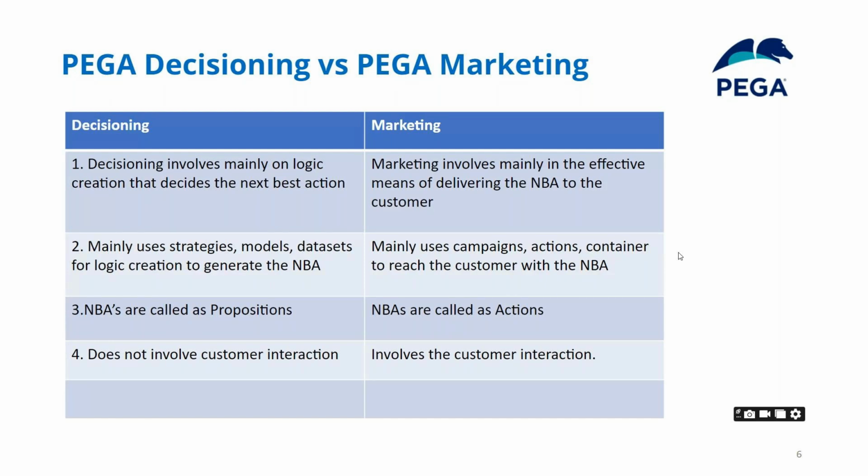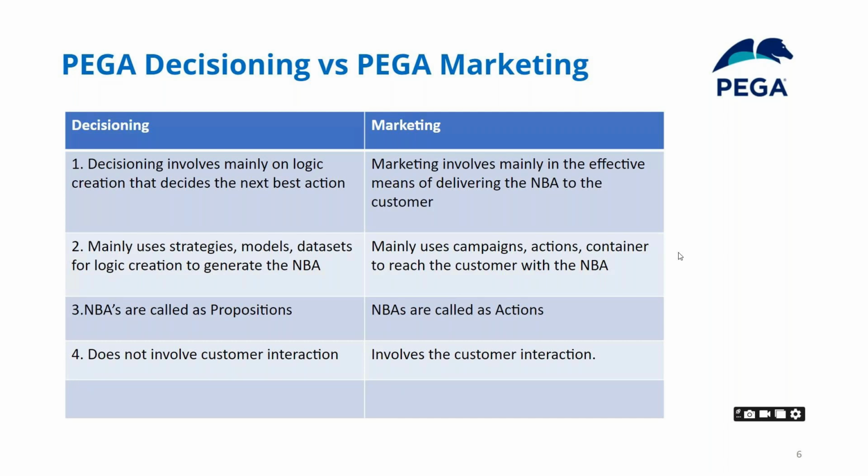Now, Pega marketing has no brain. Whatever Pega decisioning has identified, it will simply communicate that next best action to the customer. So decisioning is the complete brain where we identify the next best action. Pega marketing is no brain. Whatever the decisioning identifies, it will simply communicate that next best action to the customer. That is the main difference between Pega decisioning and Pega marketing.